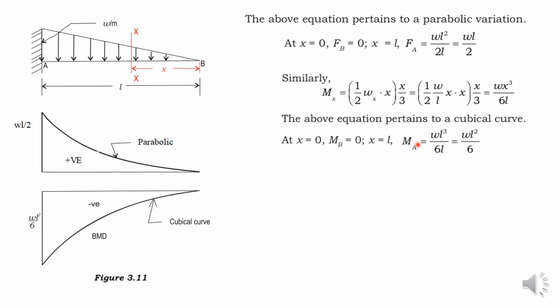In order to get the value of bending moment at B, substitute H equal to 0. If H is equal to 0, the bending moment at B will be equal to 0. And if H is equal to L, the bending moment at A is equal to W L squared divided by 6, and the variation will be a cubical curve.